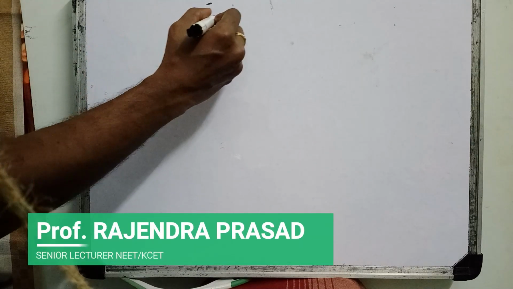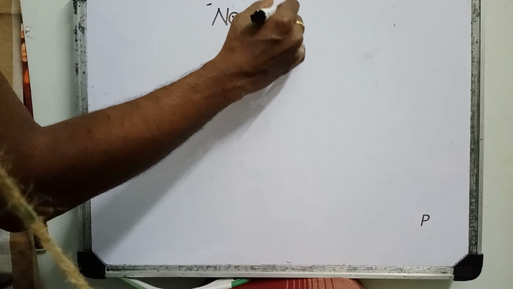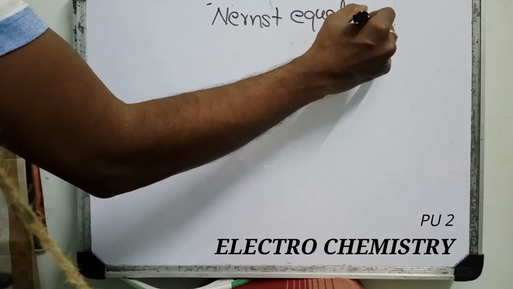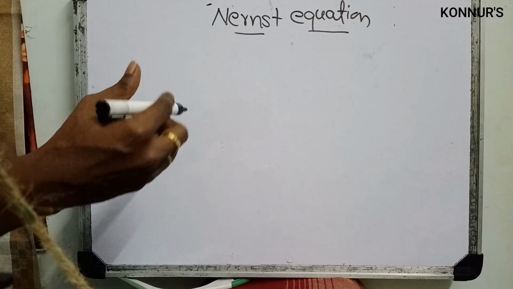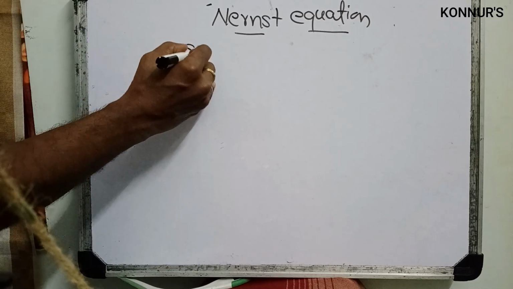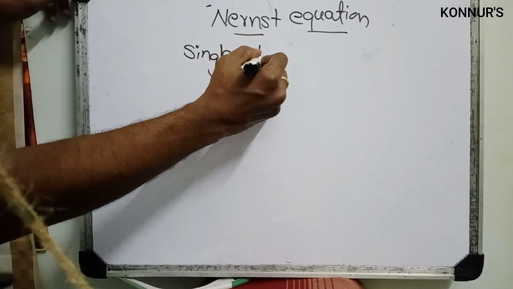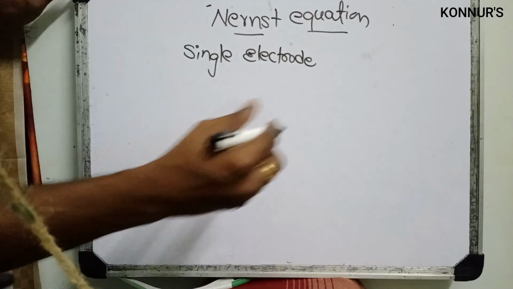So now we are going to discuss the Nernst equation. What does the Nernst equation explain? Previously we discussed single electrode potential. So what is a single electrode?